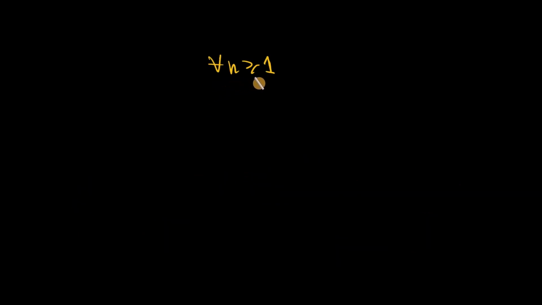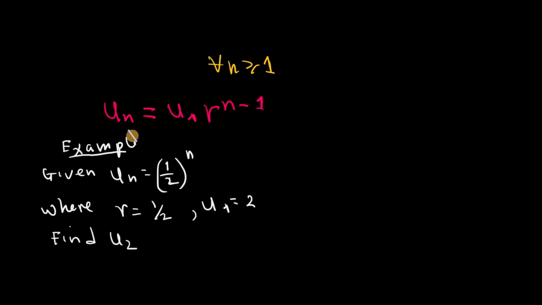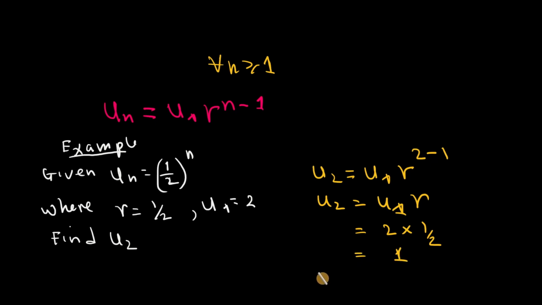For every n greater than or equal to 1, the general term of any geometric sequence is given by un is equal to u1 r to the n minus 1. That is, to get any term of any geometric sequence, we use this formula. Example, given un is equal to half to the n, where r is equal to half, u1 is equal to 2. Find u2. From the general formula, u2 is equal to u1 r to the 2 minus 1. That is, u2 is equal to u1 r. u1 is 2, r is half, that is 2 times half, which is equal to 1. It means u2 is equal to 1.